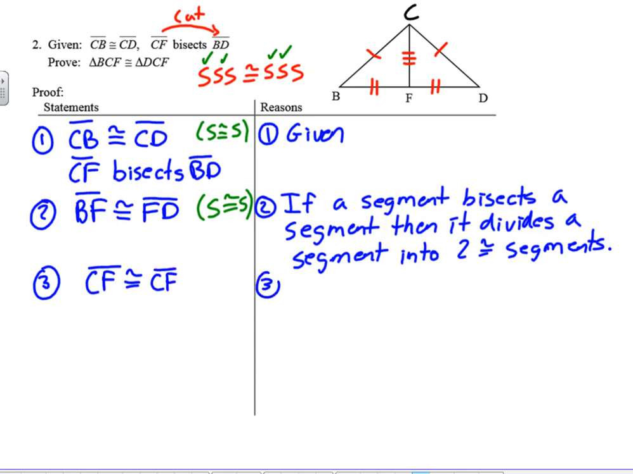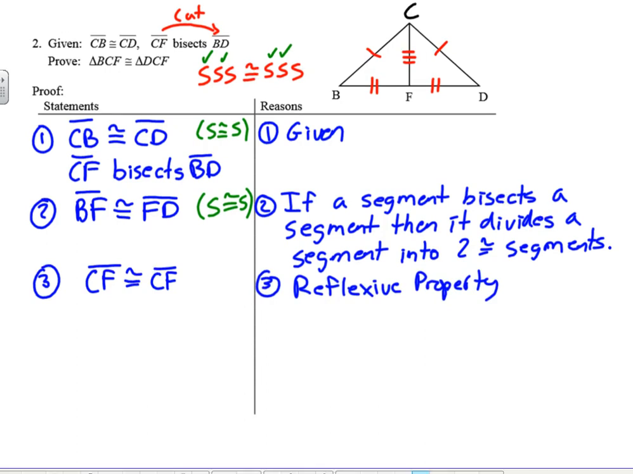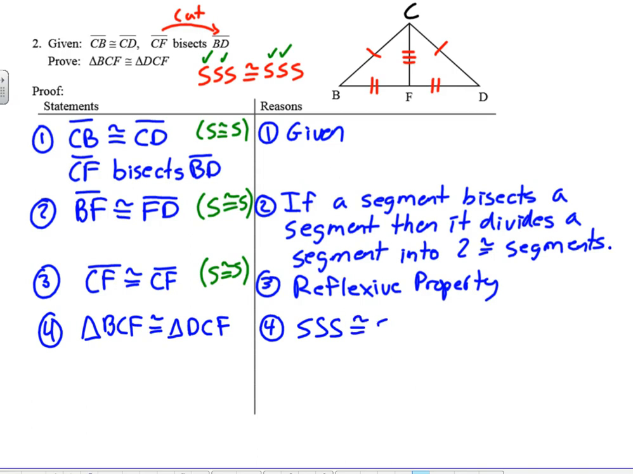And why do we know that? We know that because of the reflexive property. Okay, and so that is also a side congruent to a side. And so now we've got 3 congruent statements about the sides. So we can say now that triangle BCF is congruent to triangle DCF, and the reason for that is that we have side, side, side congruent to side, side, side.